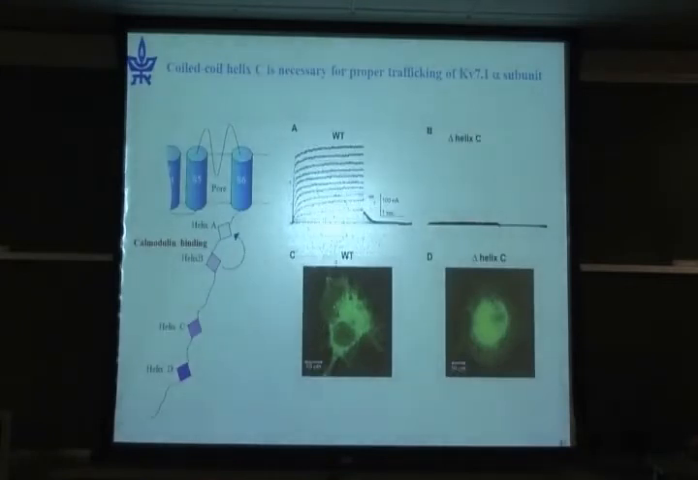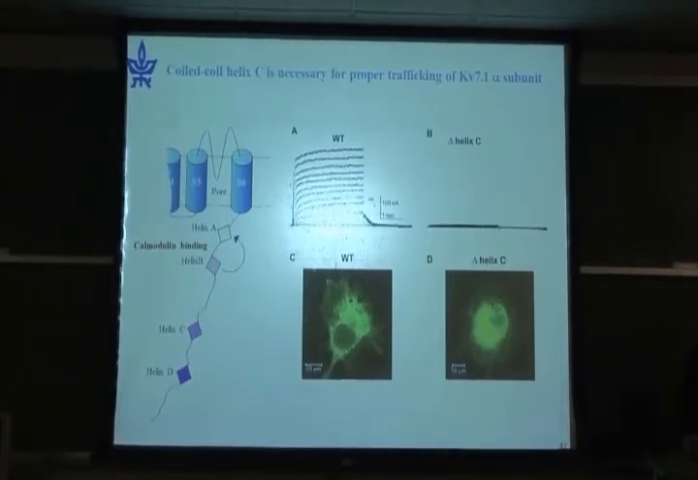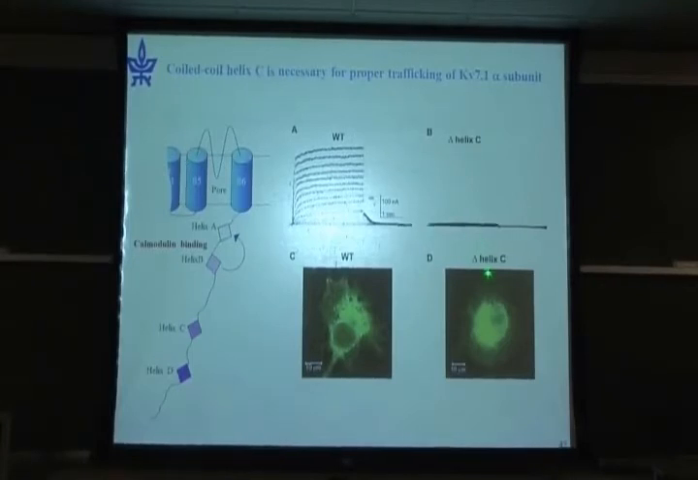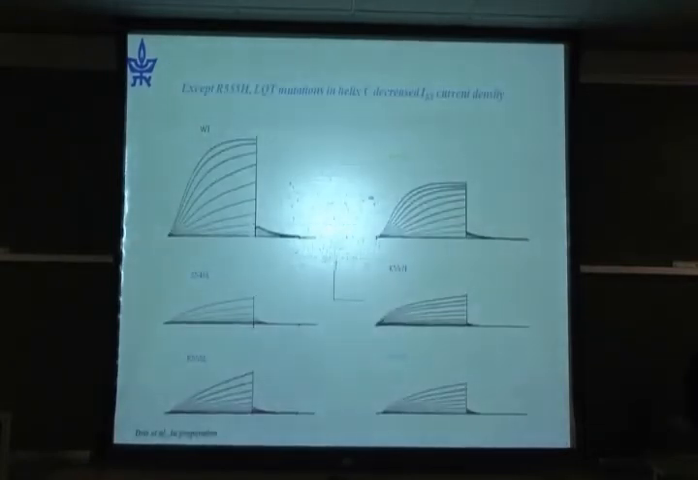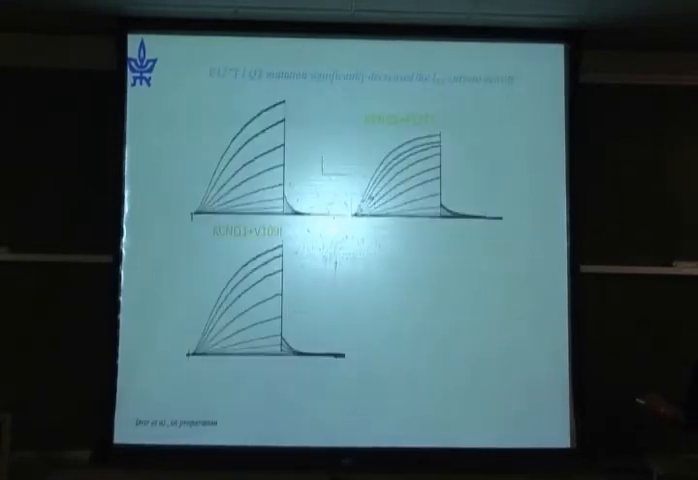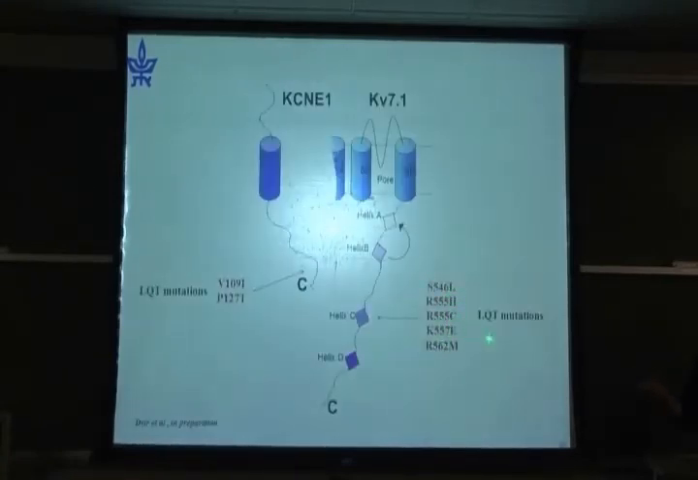So coil-coil helix C is very important for interacting with the beta subunit. It's a domain that is important for a proper channel trafficking. If you remove coil-coil helix C from the channel, you lose the current, and everything is stuck in the ER. The channel does not get to the plasma membrane. Then we analyze other mutations. Just go back to the mutations. There are long QT mutations in helix C.